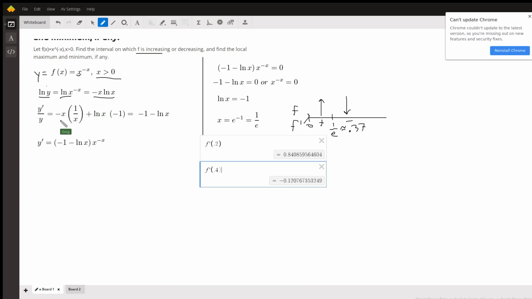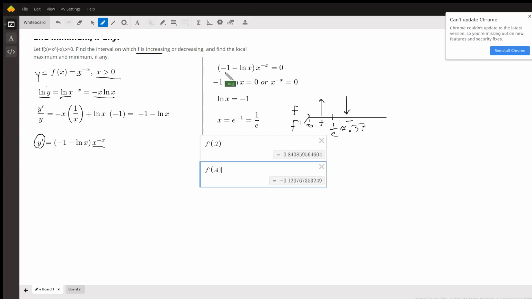I like to say first function times the derivative of the second plus the second function, ln of x, times the derivative of the first, which is minus 1. Simplifying that, we get minus 1 minus ln of x. And now to get y prime by itself, we multiply both sides by y. And that's what this is right here, x to the minus x.